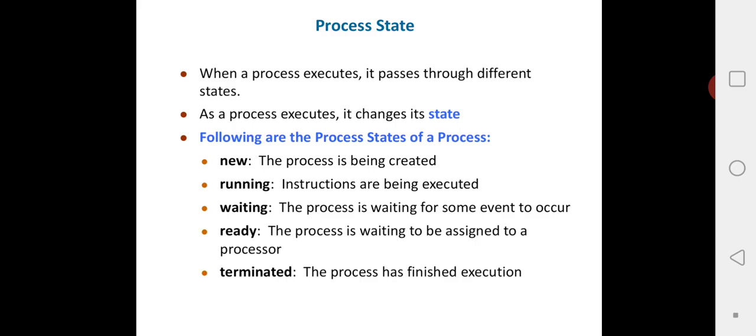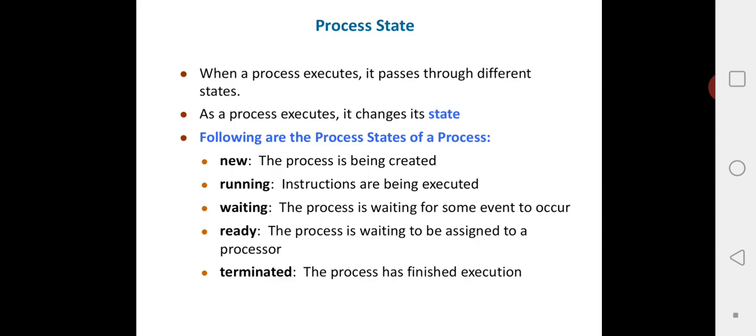Next one is ready state. The process is waiting to be assigned to a processor. So a process is executed with the help of a processor. So the processor should give a time for executing that process. Unless and until a process is assigned to a processor, you cannot execute a process. So whatever time the process is waiting to get the attention of the processor, that time it will be in ready state. And finally it is a terminated state.